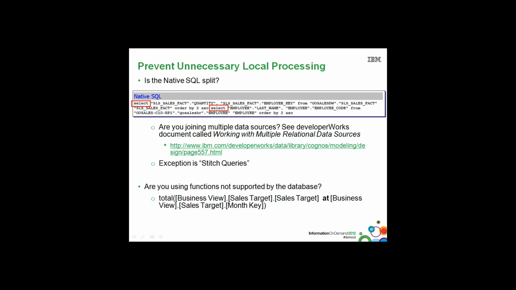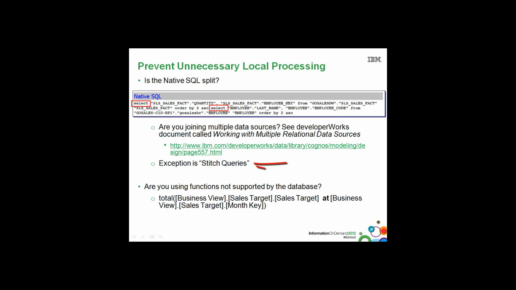As just discussed, you'll want to examine the Cognos SQL versus the native SQL to ensure that they're performing the same actions. And if they aren't, it's a concern for local processing of the data on the Cognos BI servers. Now in the screen example, we see native SQL with two separate select statements. And this is likely occurring due to the fact that we're joining multiple data sources in the Framework Manager model. I suggest reading the DeveloperWorks article called Working with Multiple Relational Data Sources to better understand how to work with multiple data sources and how to prevent joining these two data sources together locally on the BI servers.